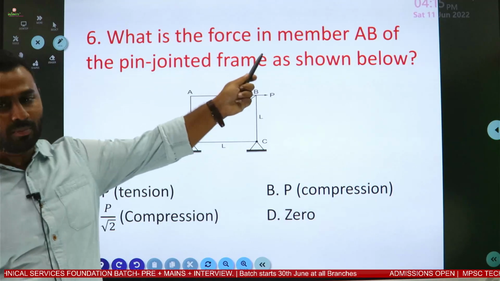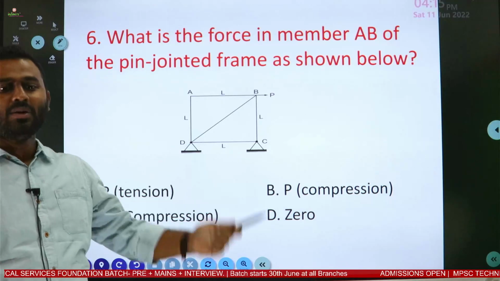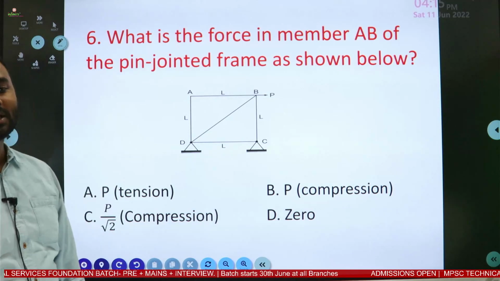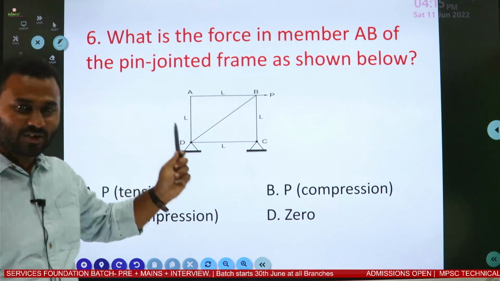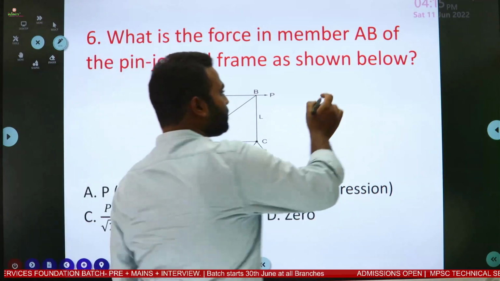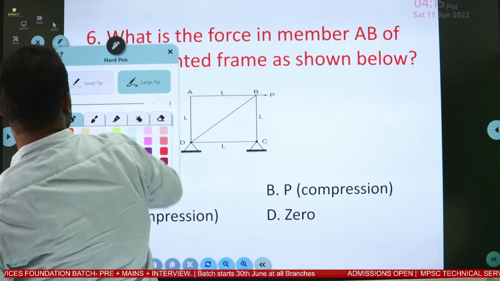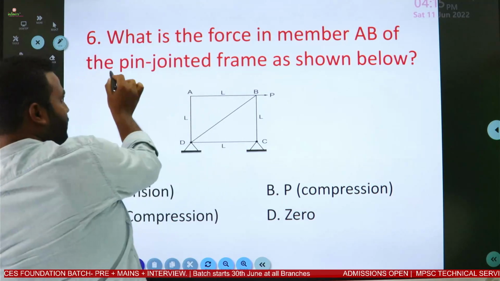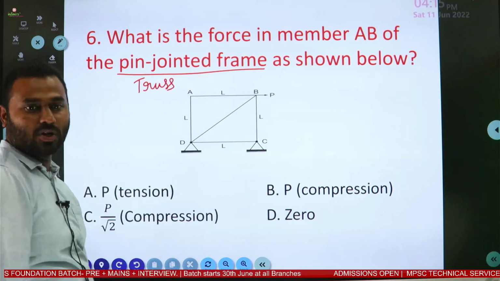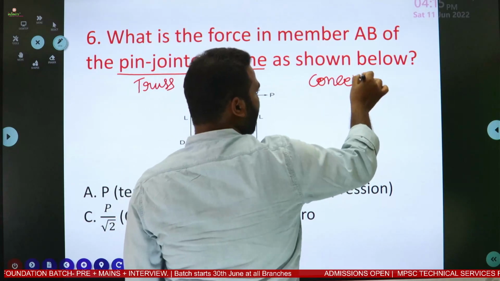What is the force in the member AB of the pin jointed frame as shown below? So this is the pin jointed frame. Pin jointed frame means it is nothing but a truss, and it is asking us to find the force in member AB. This question we can answer from the conceptual shortcuts we have discussed in our class notes. The first conceptual shortcut discussed in the class notes of trusses. So in the trusses we have discussed some conceptual shortcuts.